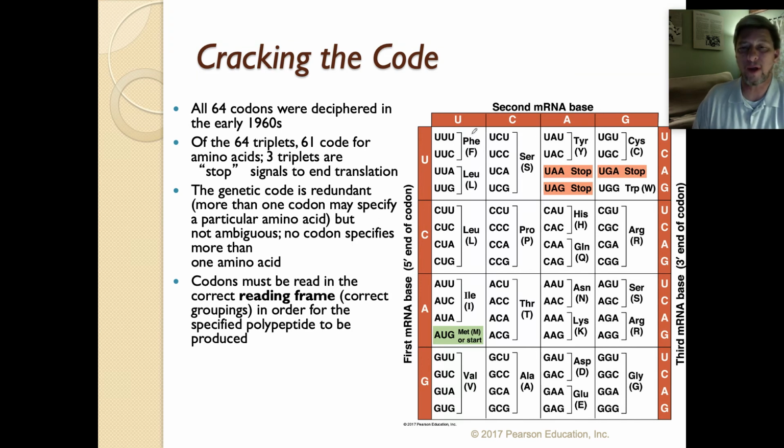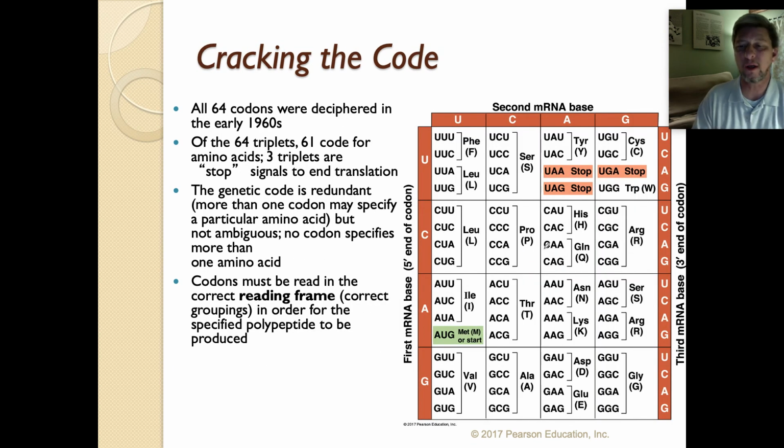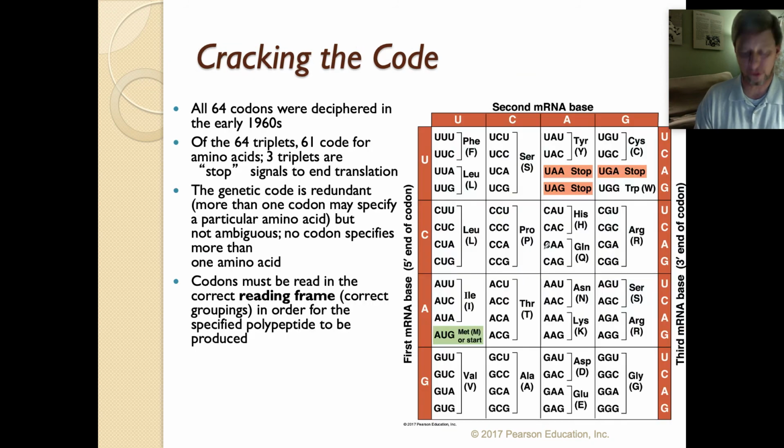But notice we've got 2 that produce phenylalanine here, 2 for leucine, another 4 for leucine. So there's 6 for leucine, 3 for isoleucine, 4 for valine, and so on. You can see all 20 amino acids are represented in this table of 64 codons. And again, the only 3 codons that don't code for an amino acid are the 3 stop codons: UAA, UAG, and UGA.